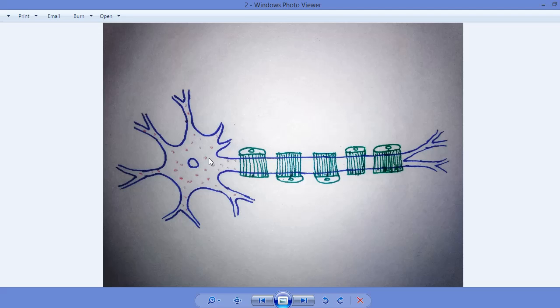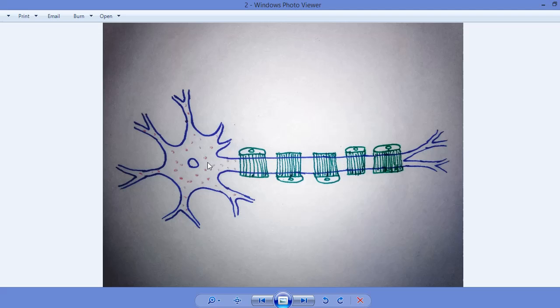axon. So the difference between the dendrite and axon is that the dendrite always brings information from the body to the cell body. The dendrite brings information, or brings electrical signal, to the cell body, and the axon takes away the signal from the cell body. The axon takes away the signal from the cell body, while the dendrite brings the information to the cell body.